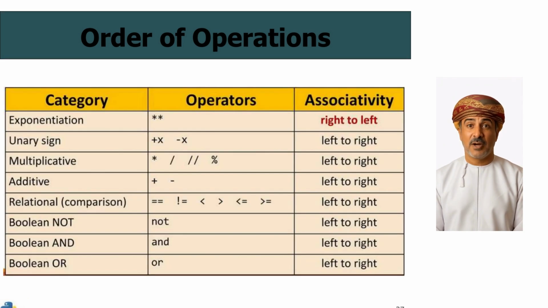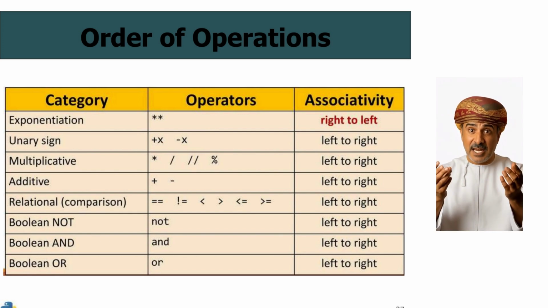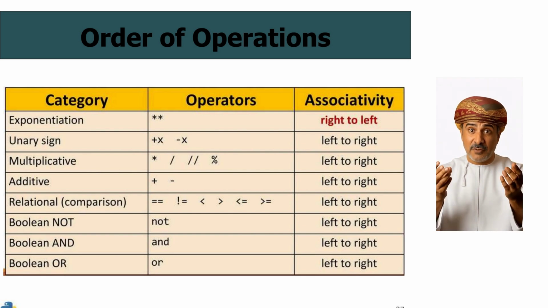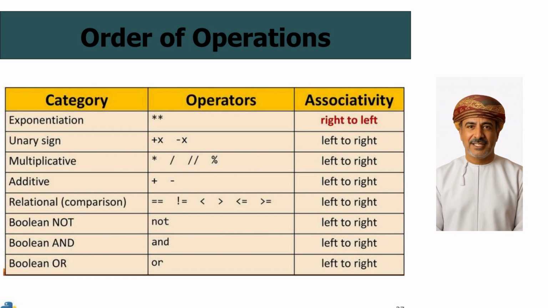Understanding the order of operations is crucial in programming. Python follows the PEMDAS rule: parentheses, exponents, multiplication and division, addition and subtraction. Parentheses dictate the highest precedence, ensuring expressions within them are evaluated first. This allows for precise control over complex calculations, enhancing code readability and accuracy.